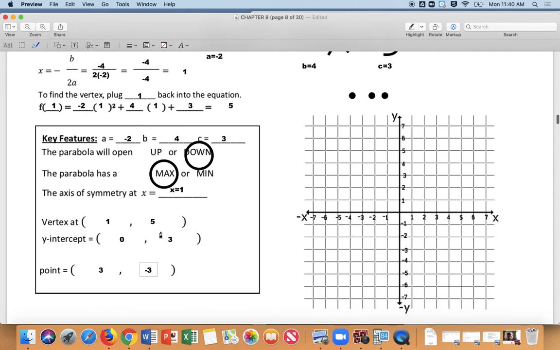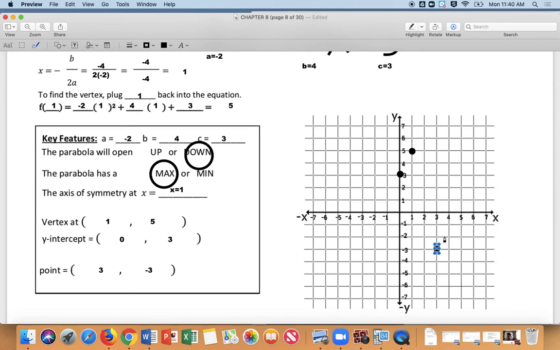So now I have my 3 points. I'm going to plot these 3. I have the point 1, 5, 0, 3, and I have the point 3, negative 3. Now I know it's a U. So I'm going to do my best here.